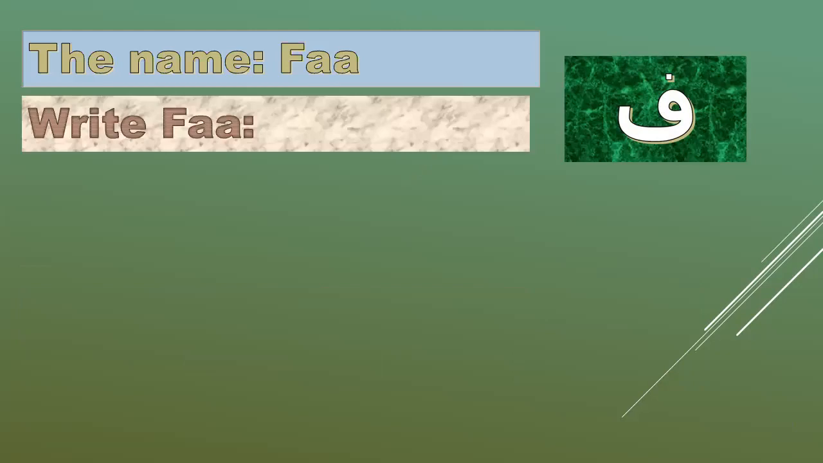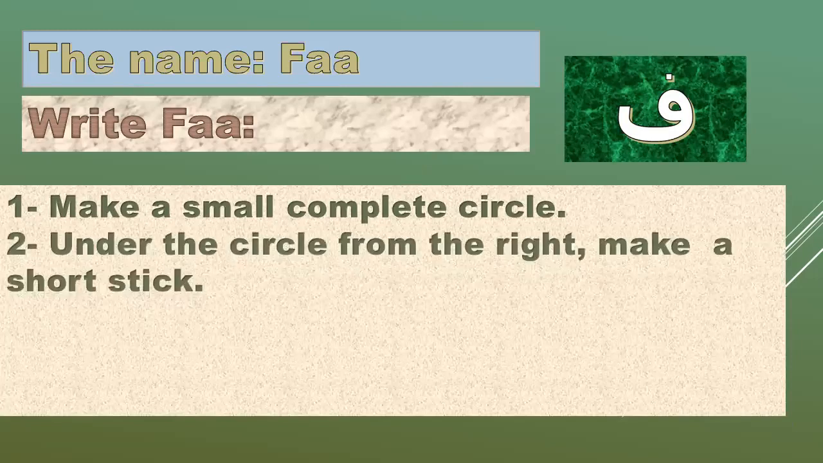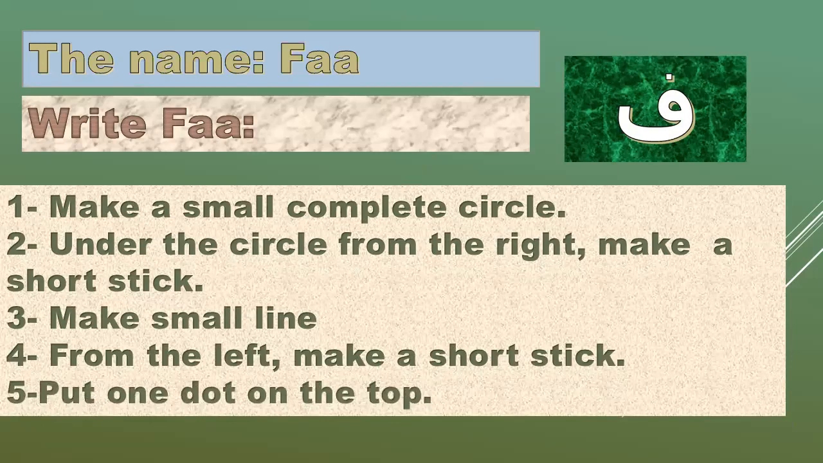To write Fa, make a small complete circle. Under the circle from the right, make a short stick. Make a small line. From the left, make a short stick. Put one dot on the top. Please write Fa again. Very good.